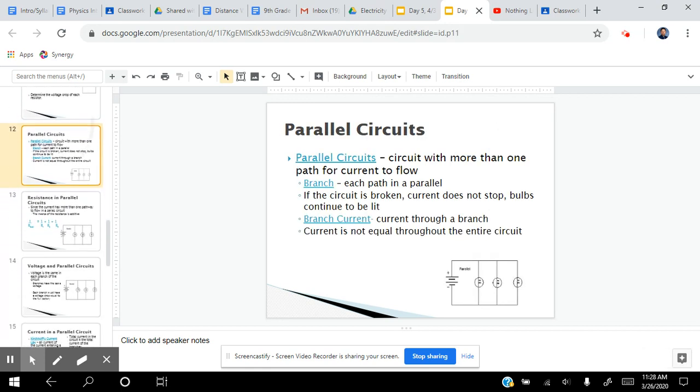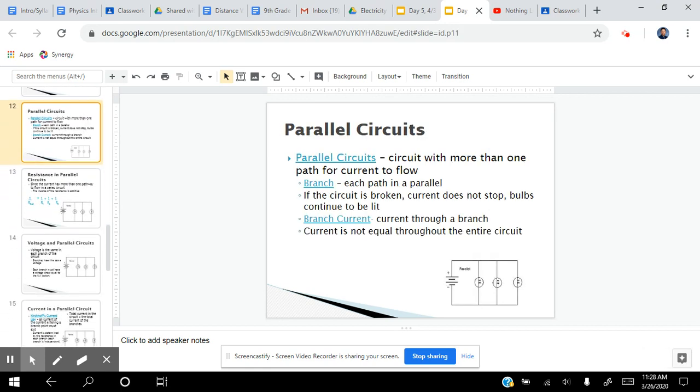All right, moving on to parallel circuits. Parallel circuits is where we have more than one path for the current to flow through. We have branches in a parallel circuit. So a branch would be like right here. That's one branch that has a resistor on it. This is another branch. This is another branch here.